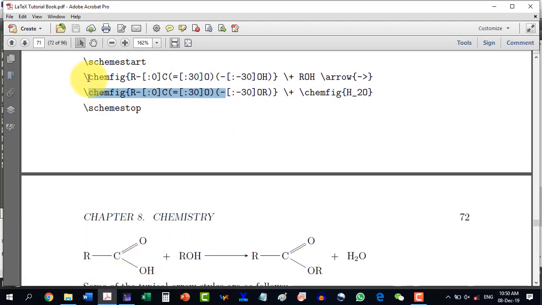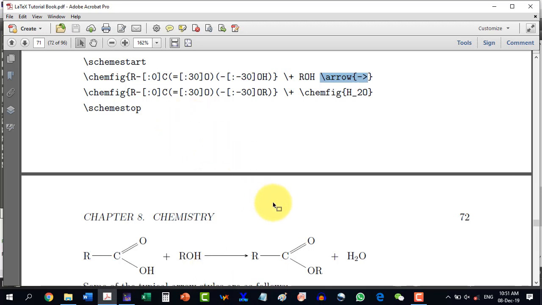This is the usual command we have already done. R is bonded with C at 0 degree, and then C at 30 degree with O, and at minus 30 degree with OH. So this we have already done. And then there is a normal plus, so it will be with slash plus, not directly plus, and then ROH. Then this is the arrow, and this arrow is in this shape, going this way. It is not returning like this one, meaning interconvertible.